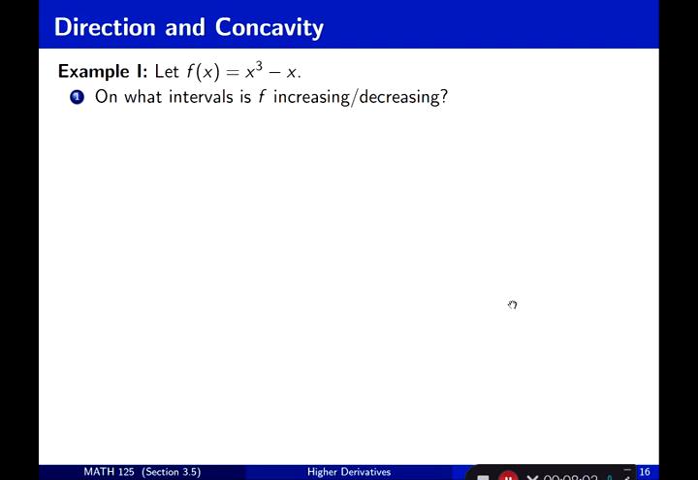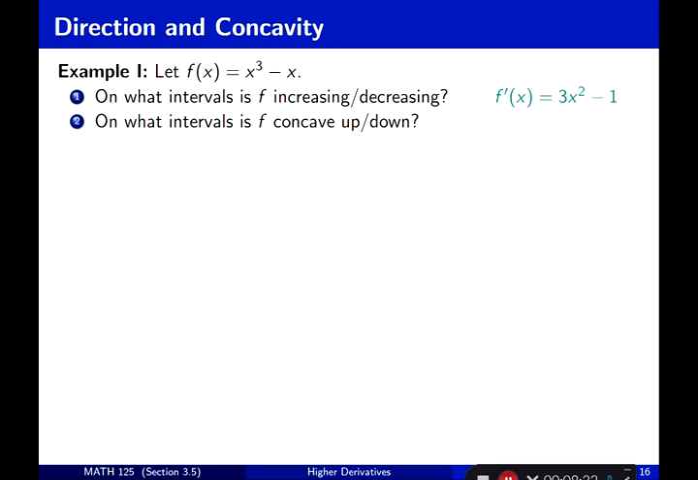Example 1 on direction and concavity. Let f of x be x to the third minus x. On what interval is f increasing or decreasing? So the first thing you want to do for this one is to take the first derivative. The first derivative is 3x squared minus 1. Set this equal to 0 and find where it's positive, where it is negative.